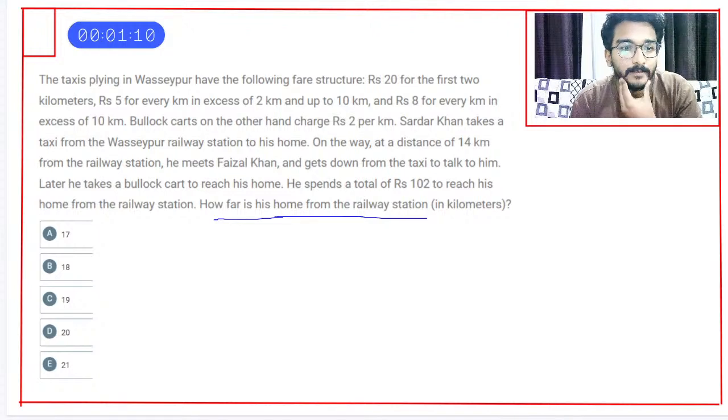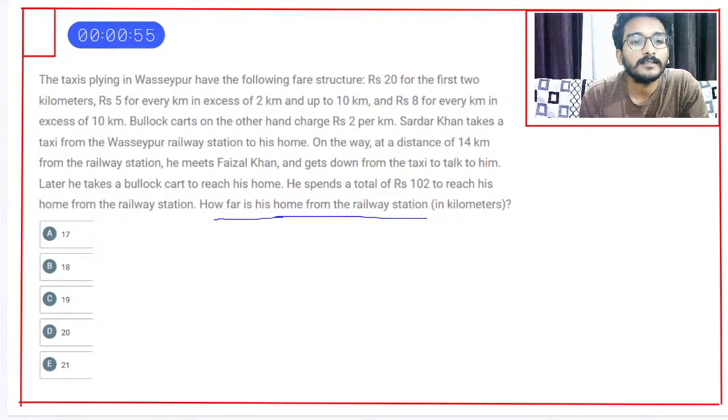The taxis plying in Vasepur have the following fare structure: rupees 20 for the first 2 kilometers, rupees 5 for every kilometer in excess of 2 kilometers and up to 10 kilometers, rupees 8 for every kilometer in excess of 10 kilometers. Bullock cart, on the other hand, charges rupees 2. Sardar Khan takes a taxi from the Vasepur railway station to his home. On the way, at a distance of 14 from the railway station, he meets Faisal Khan. Gets down from the taxi to talk to him. Later, he takes a bullock cart to reach his home. He spent a total of 102. So how far is his home from the railway station?